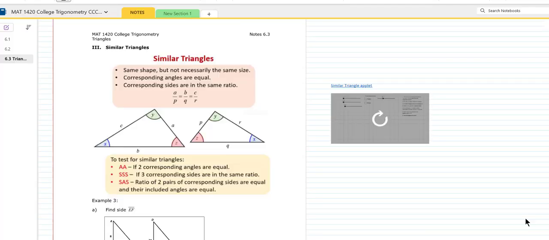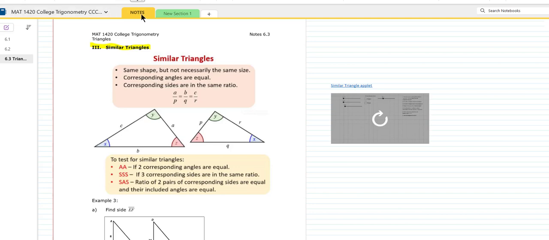All right, college trigonometry students, we'll be looking at the third part of section 6.3, just a little discussion about similar triangles. Similar triangles come up in trigonometry from time to time. We work a lot with triangles in the trig class, so we're going to look at what we mean by similar triangles.